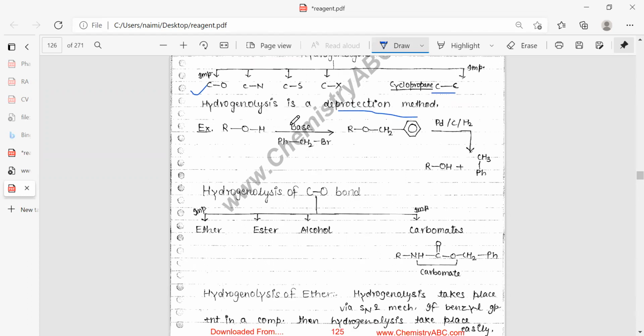Okay, so you can see here, if you add base and PhCH2Br, what will be formed first of all? It forms the RO minus. This RO minus will attack the CH2, so the bromine will be released out, and formation of this moiety takes place.